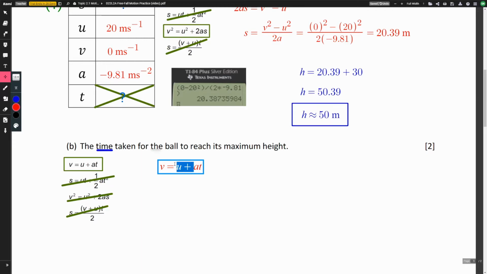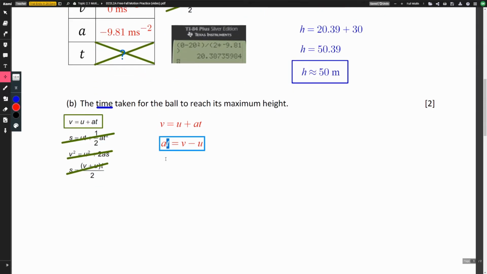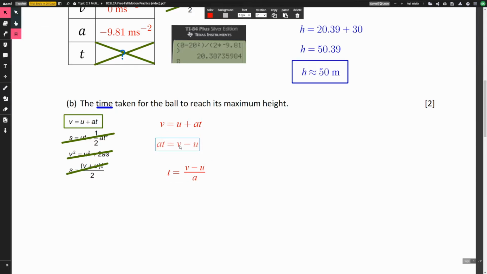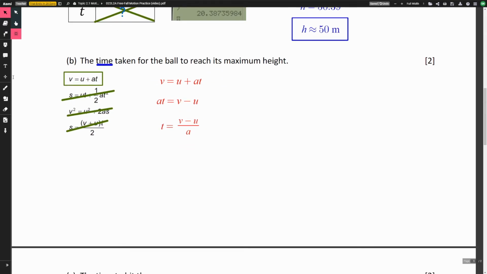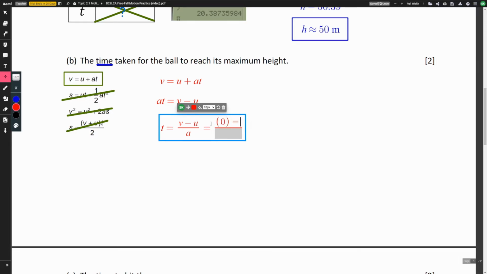So that means getting rid of the u to the other side and dividing by a. We'll do it in 2 steps. So we'll have at is v minus u. So we subtracted the u to the other side. And now to find the time, we have to divide by the acceleration. So t is going to equal v minus u divided by a. Let's go ahead and select the annotations and line it up and make it look pretty. There we go. And here's where we'll start to plug in our numbers. We're going to have a final speed of 0, an initial speed of 20, acceleration of negative 9.8.